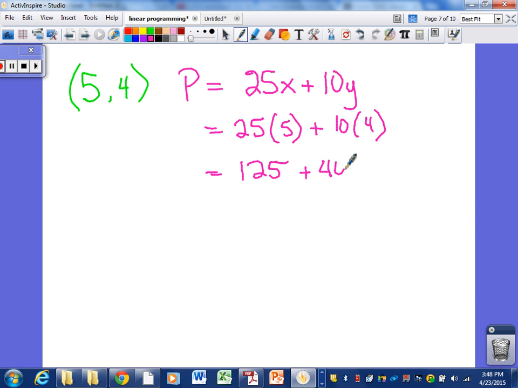125 plus 40. Looks like we would make a profit of $165 on those 5 small gears and 4 large gears that you would make.